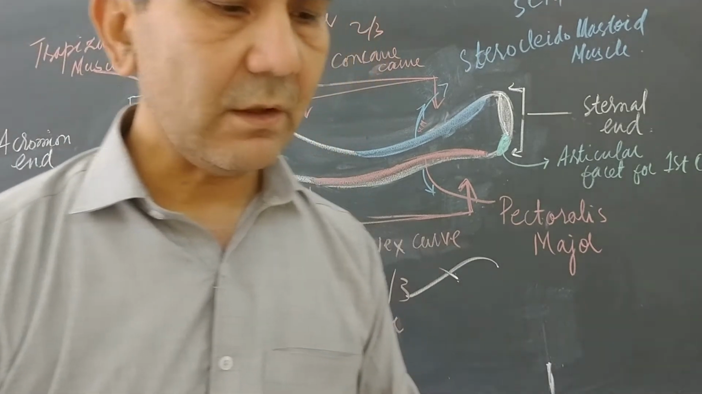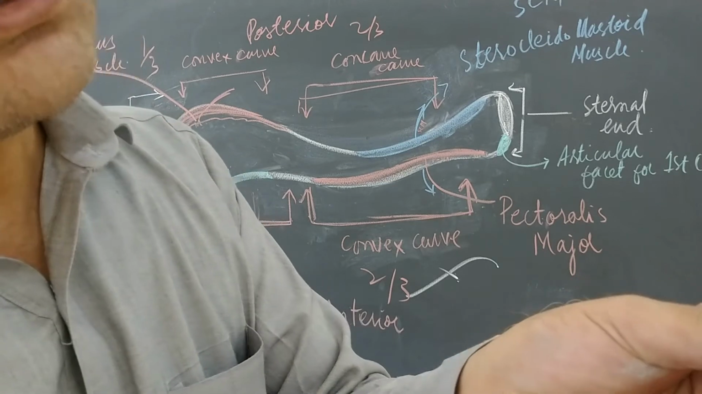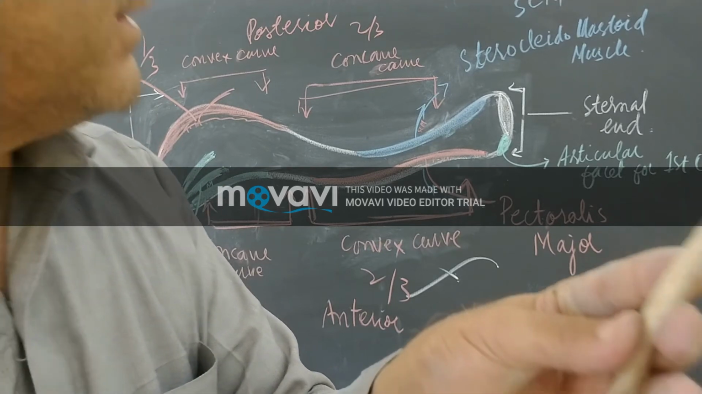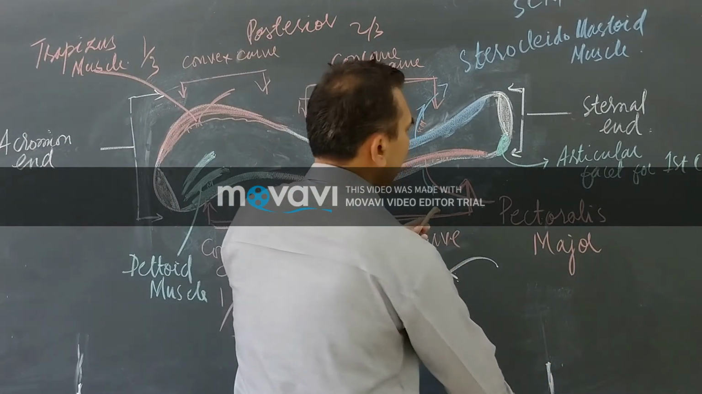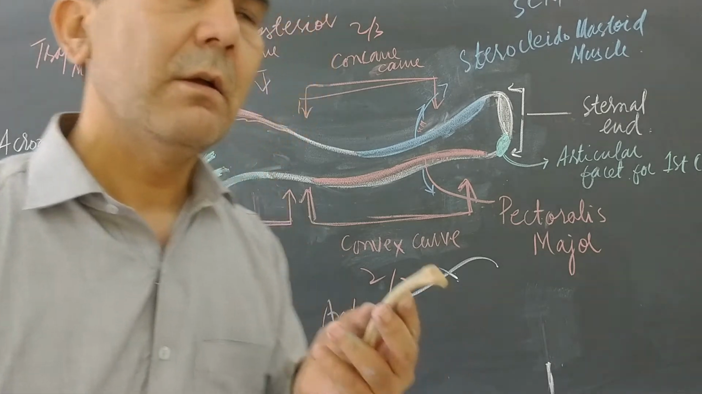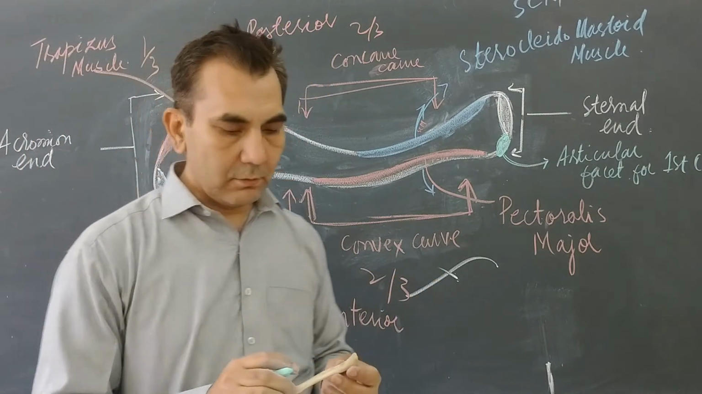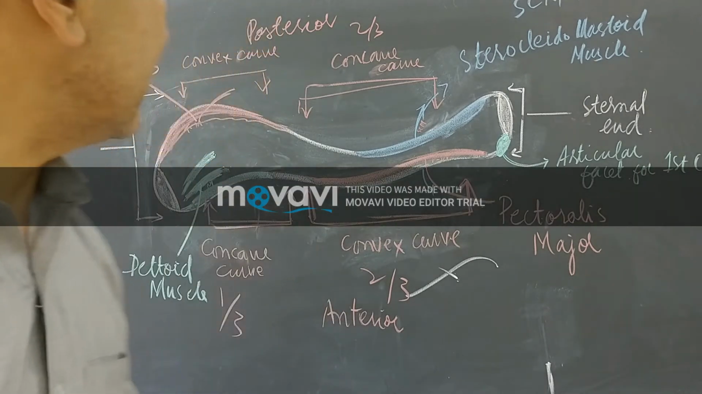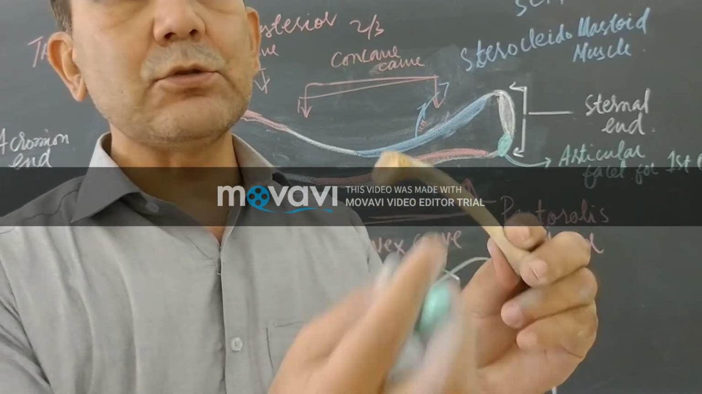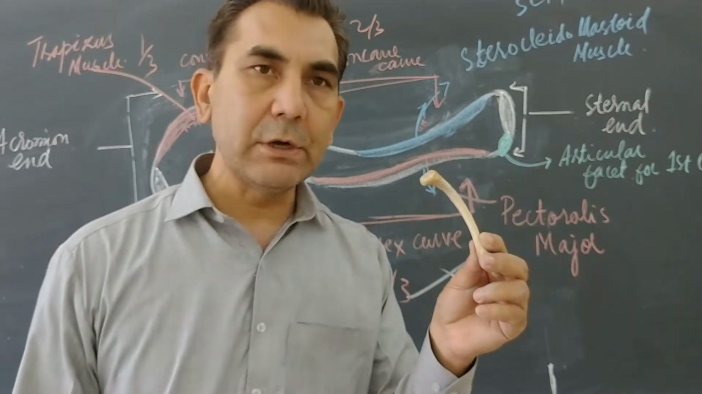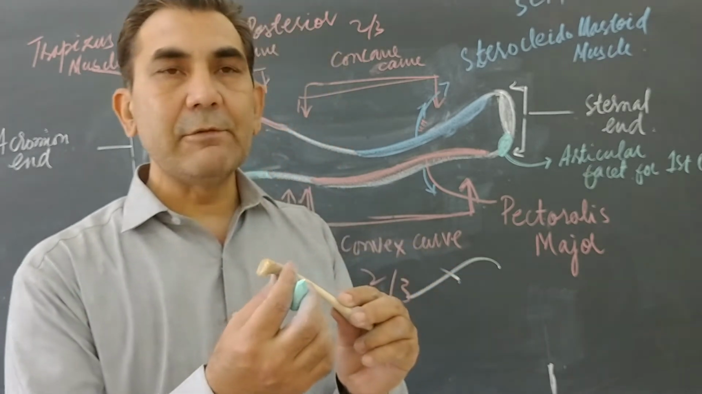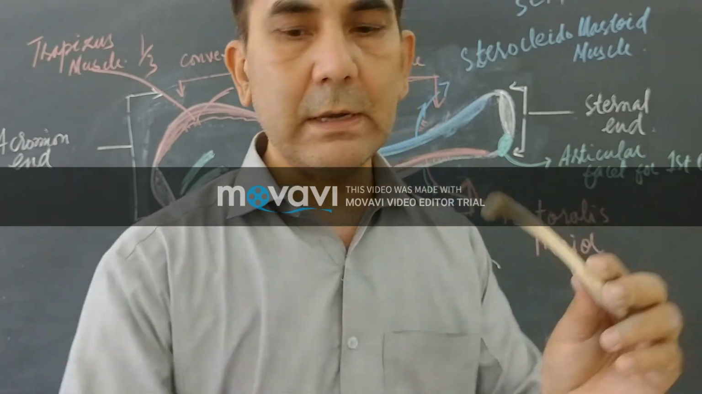Okay. Now you see at the sternal end there is an articular facet over here. This articular facet is for the first costal rib. If you go to the lateral side, on the posterior side, there is another tubercle. This tubercle is the costoclavicular tubercle, for the costoclavicular ligament attachment.